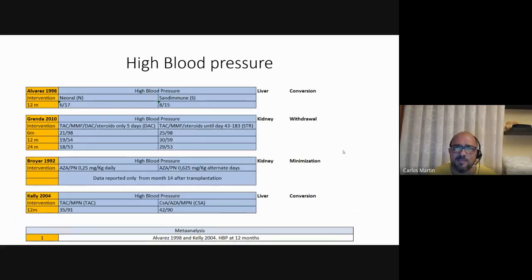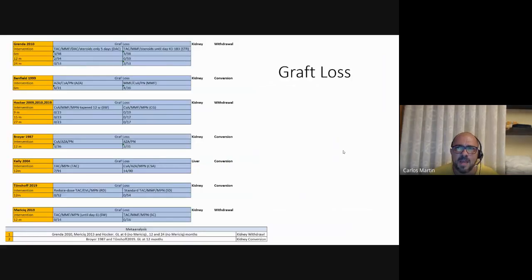So the next one is high blood pressure, which is well reported in terms of number of people with high blood pressure. But again, the definitions are not very homogeneous, so probably this potential meta-analysis cannot be done. Again, we will send all the information to the panel, and the panel will decide, but probably we cannot do meta-analysis. As you can see here, we can only meta-analyze for liver conversion, so only Alvarez and Kelly.